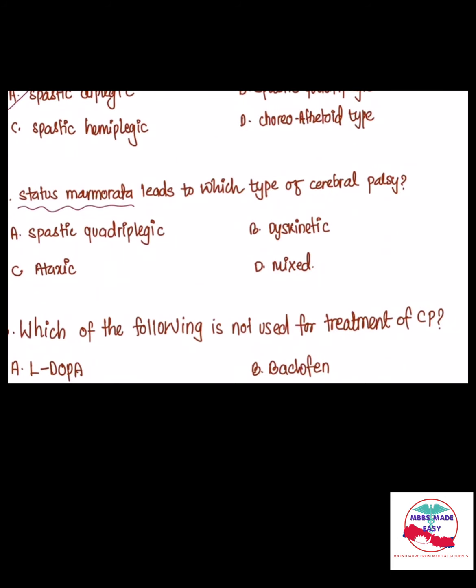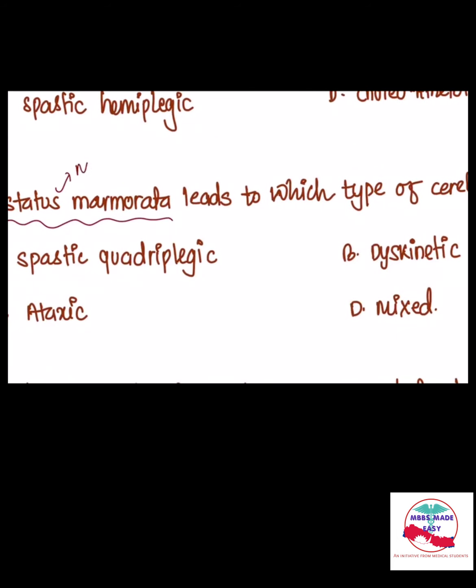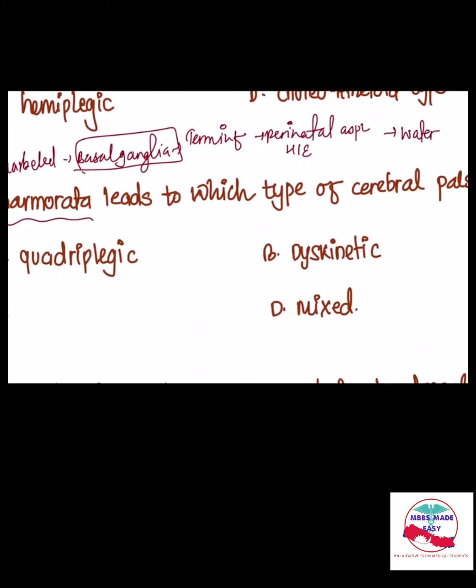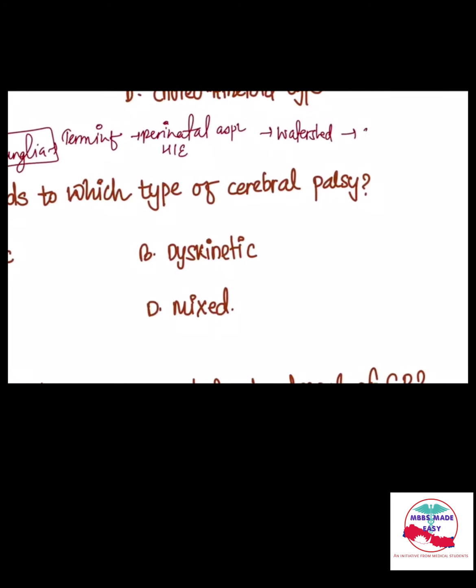Now we remember status marmorata is a marbled appearance of the basal ganglia, and it occurs in a term infant who underwent perinatal asphyxia. So in a term infant who undergoes perinatal asphyxia or hypoxic ischemic encephalopathy, one site of damage is the basal ganglia. Another site of damage is the watershed area, and if this watershed area is damaged, then he will have spastic quadriplegic type of cerebral palsy, right?